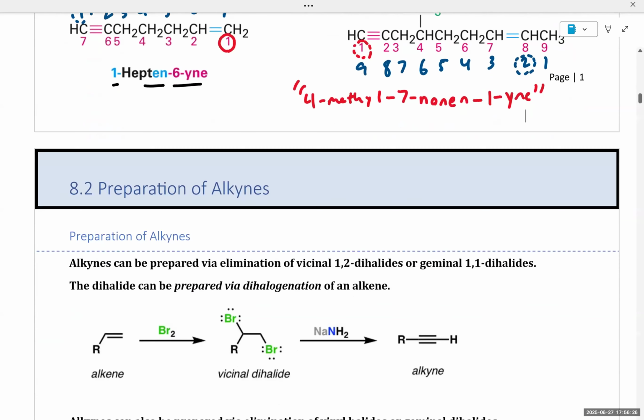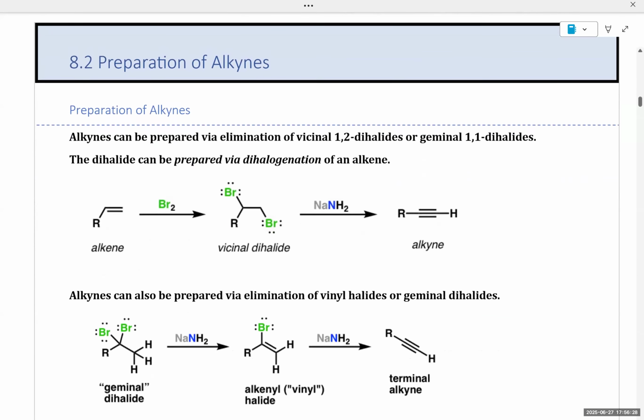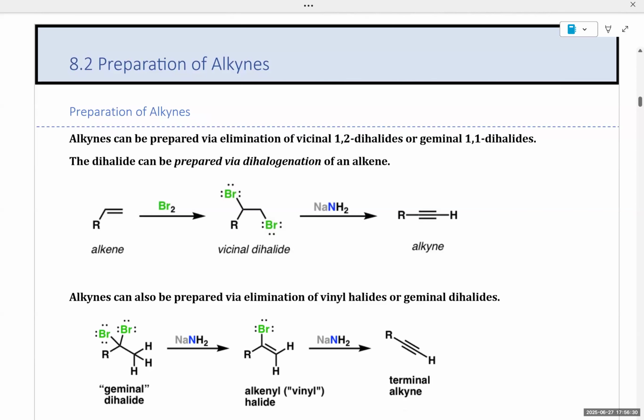Okay, let's now talk a little bit about the preparation of alkynes. One common way that alkynes can be prepared is via elimination of vicinal 1,2-dihalides or geminal 1,2-dihalides. So here's an example of a vicinal dihalide, which has a 1,2 relationship. You have a halide at position 1 and 2. You can treat it with sodium amide, and that promotes elimination.